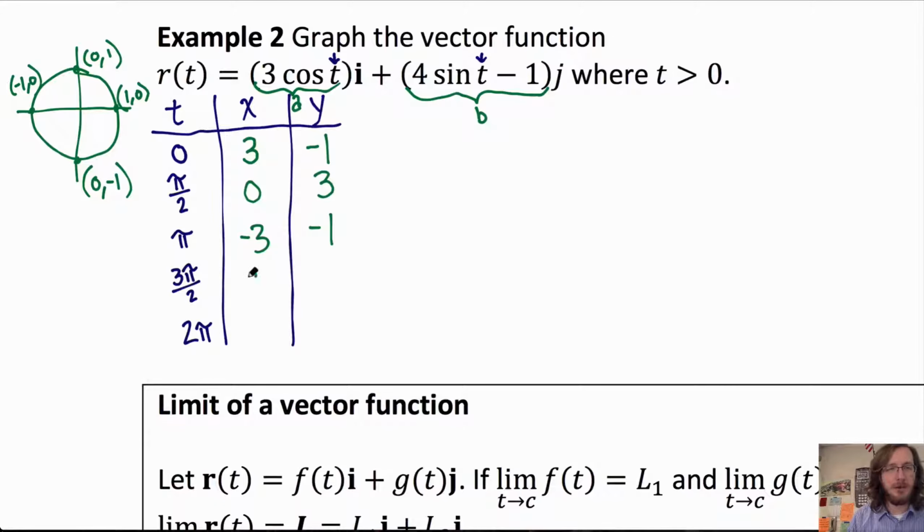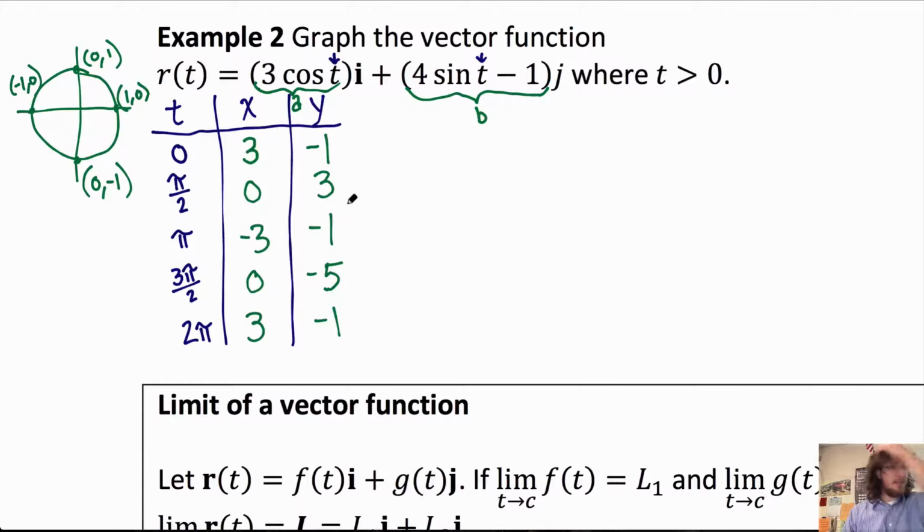0 times 3 is 0. Plugging in 3 pi over 2 to sine, we get our negative 1. Negative 1 times 4 is negative 4. Minus 1 is negative 5. And then we'll end with 2 pi, coming back around full circle. We're going to get the same values as we did for 0. Coterminal angles.